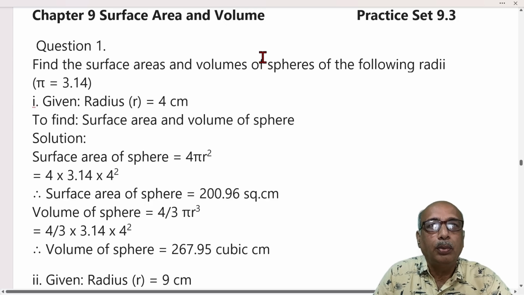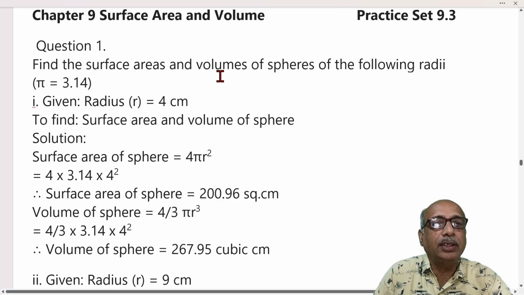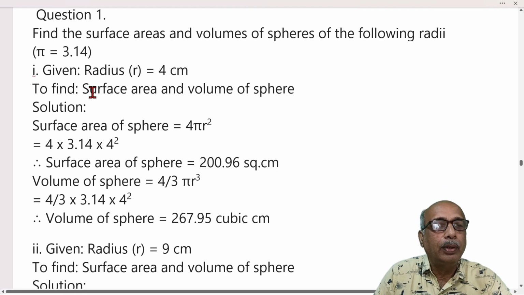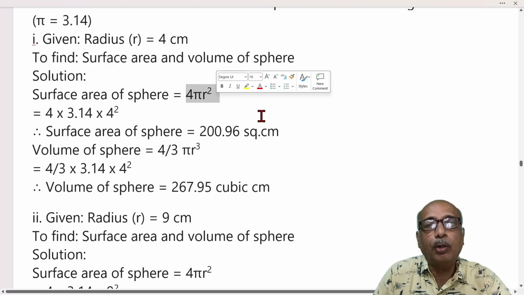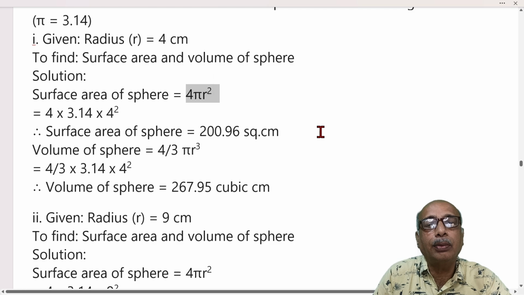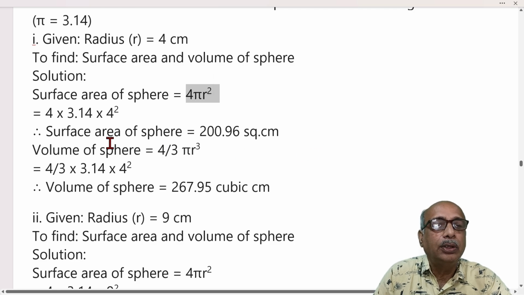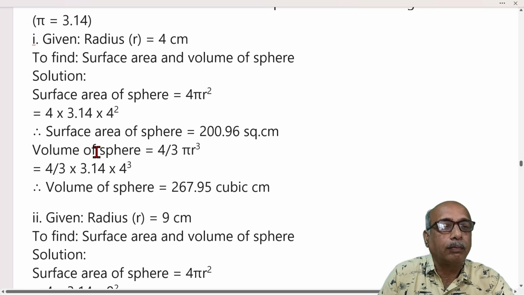Hello children, we are starting with practice set 9.3. First question, find the surface area and volumes of spheres of the following radii. Pi equals 3.14. Given first radius r equals 4 centimeter, we have to find the surface area and volume of the sphere. Surface area of sphere equals 4 pi r square. Very clear? Substitute the value, we'll get surface area of the sphere equals 200.96 square centimeter.